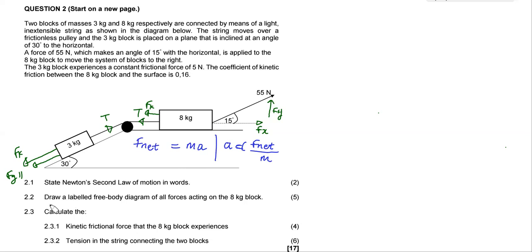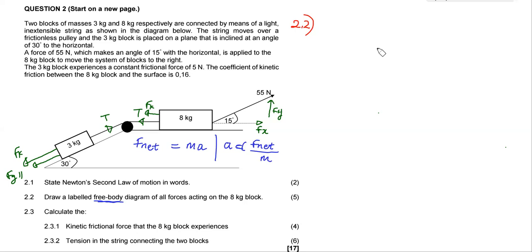Now let's look at the next question that you're always being asked, which is the free body diagram. What do we understand when we talk about a free body diagram? In a free body diagram, you must have a dot. So let's go to 2.2. What is this saying? It's saying draw a free body diagram of all the forces acting on the 8 kg block.